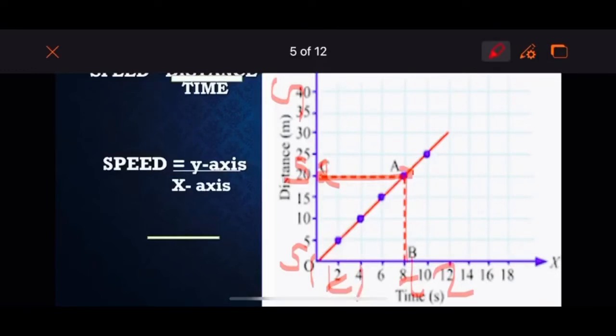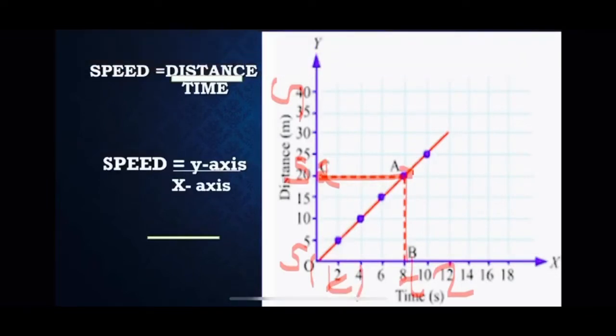So we can write speed is equal to S2 minus S1 divided by T2 minus T1. And this is called the slope of the graph. That is, the slope of this distance time graph will give the speed.